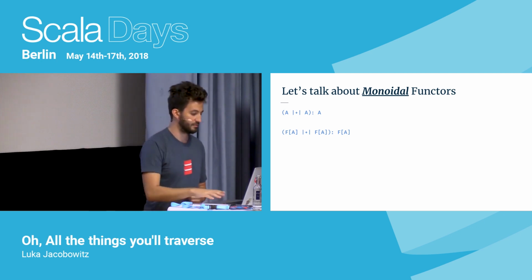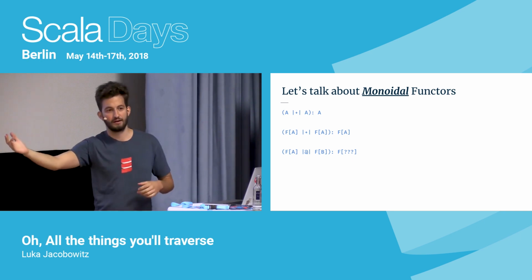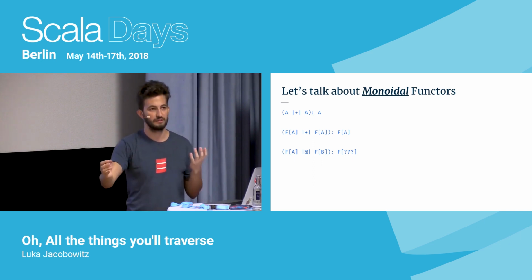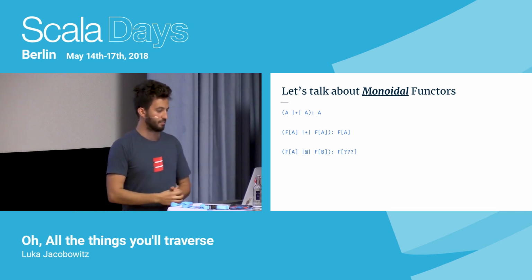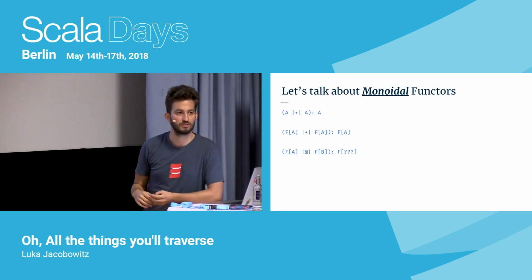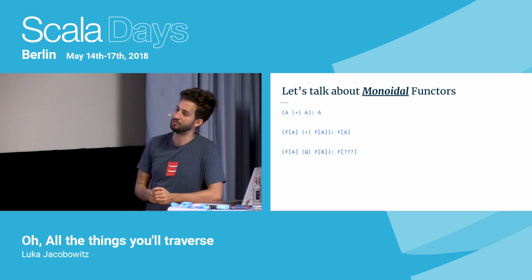But what if we have something like this, right? We have this f of A and f of B, and now we want to combine them. For example, an option of int and an option of string. But what would that return type be? And we can't use the normal monoid combine because it expects the types to be the same. So we need something different here, and I use this weird operator thing. So does anyone know what could be the type, the result of this?